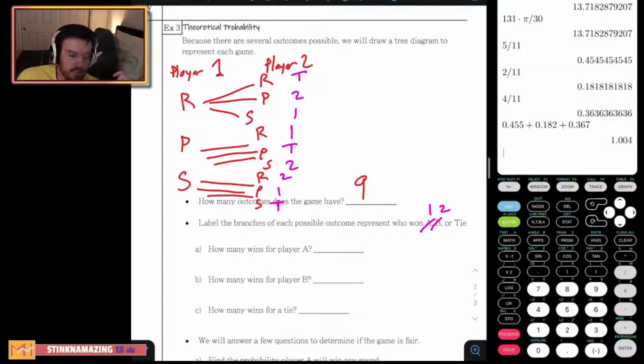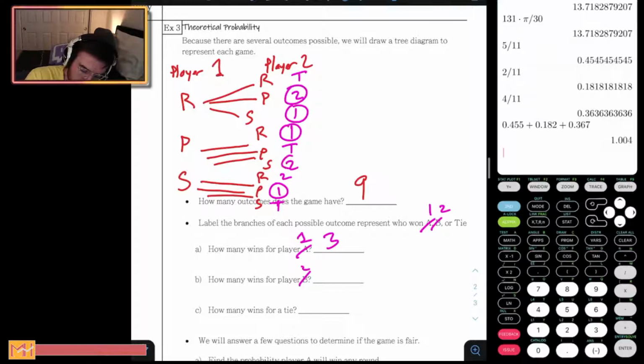So how many wins does player 1 have? 1, 2, 3 wins. How many wins does player 2 have? 1, 2, 3 wins. How many ways to tie? 1, 2, 3 ties.